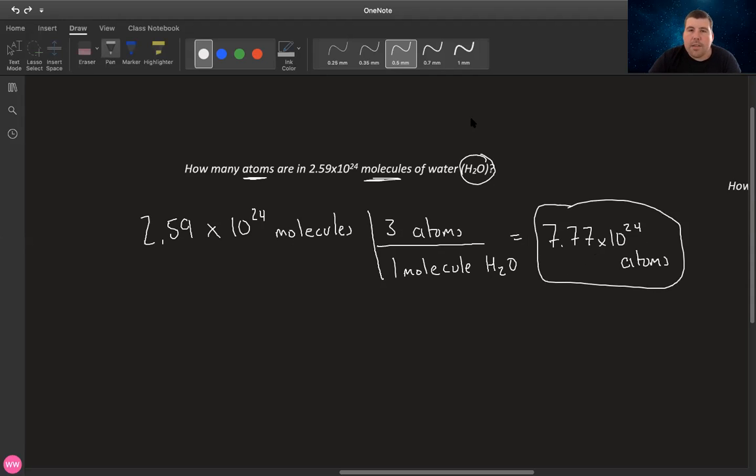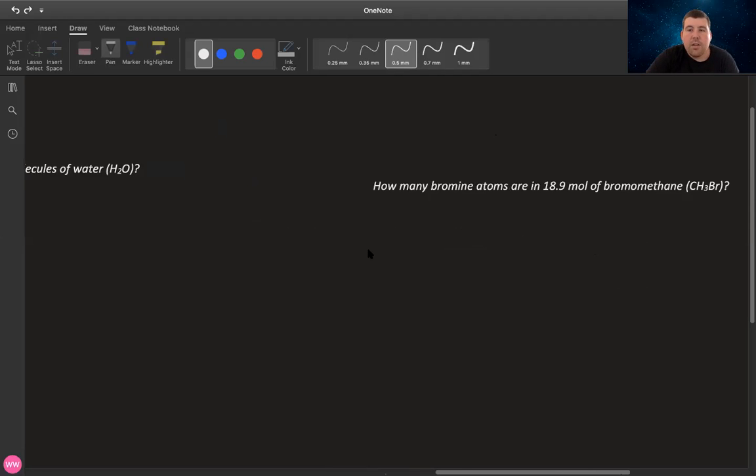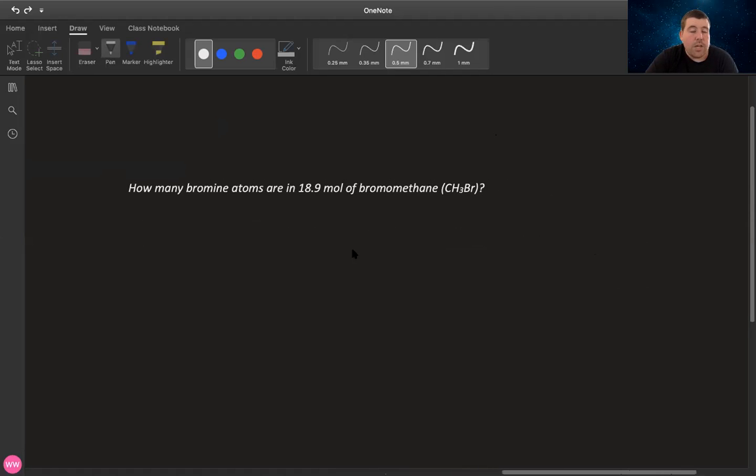Cool. All right, the last problem is this. I'll let you read through it, and if you want a second to try it out, now would be the time to pause the video and try it out. How many bromine atoms are in a 18.9 mole sample of bromomethane, which is CH3Br? So let's get started with this. In 18.9 moles of CH3Br, I want to first find out how many molecules this is.